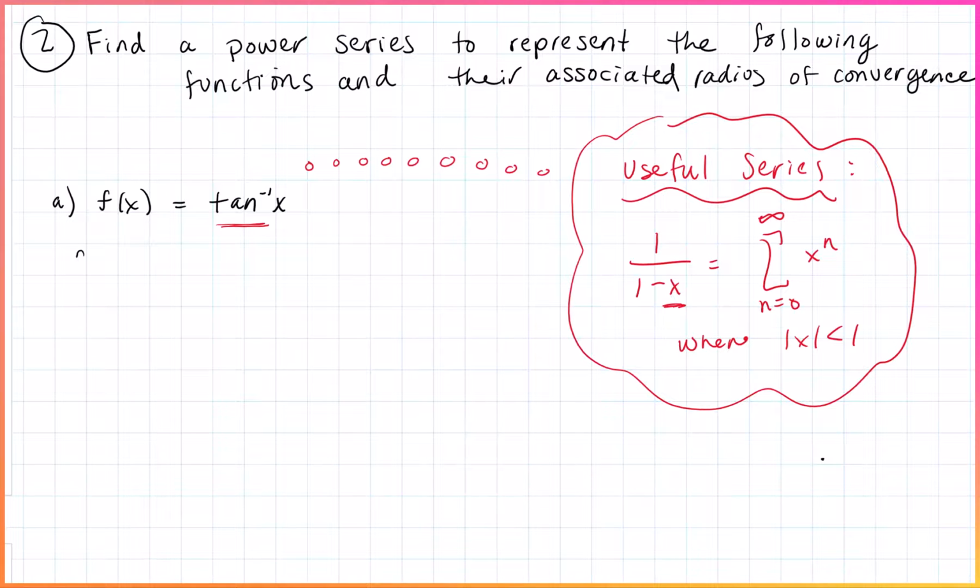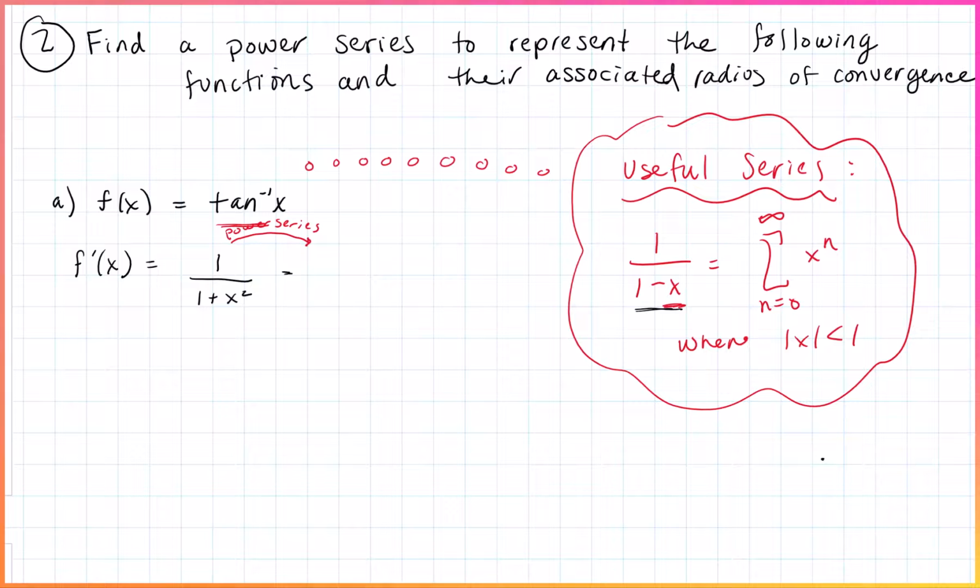Well, let me say this. What's the derivative of the inverse tangent? It's 1 over 1 plus x squared. And look at that. That's starting to look more and more like this useful series. So what we're going to do here is come up with a power series for 1 over 1 plus x squared. And if we have the power series of the derivative of a function, we're going to put that together with what we were just talking about, and integrate to get back to the original function, the inverse tangent. So let's do it.